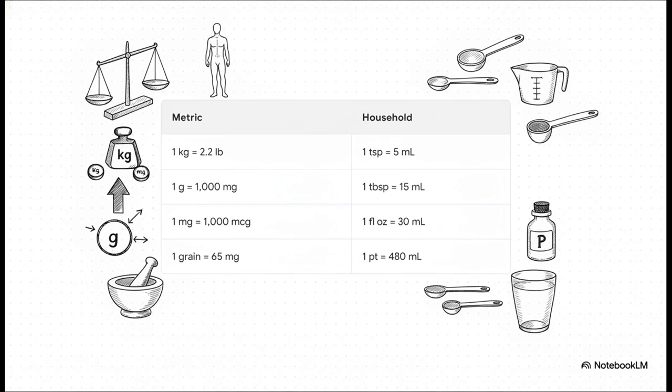1 teaspoon is 5 milliliters. A tablespoon is 15 milliliters. A fluid ounce is 30 milliliters. And a pint is 480 milliliters. Oh, and of course, don't forget the apothecary oddball. It's a system so archaic, it's literally based on the weight of a single grain of wheat. 1 grain is approximately 65 milligrams. You just gotta write these out until they're second nature.